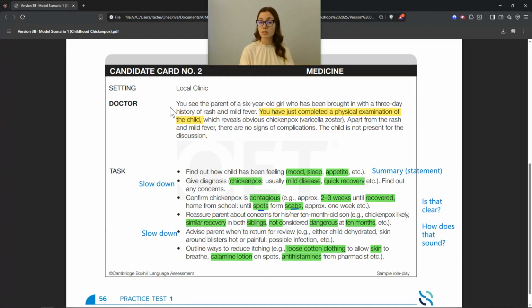And notice here it says you have just completed a physical examination. Well, that means we're in the middle of an appointment here. We've done step 1, now we're on to step 2. So you'll see with our candidate how she adapts her introduction to show that awareness. I've just finished that examination and now we're moving into discussion.